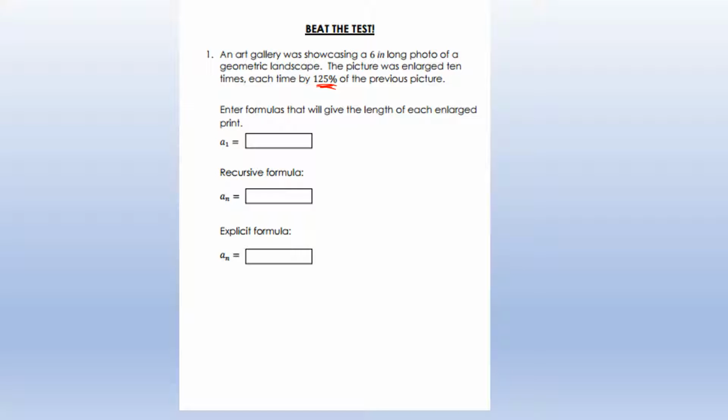So you're going to find the first term, A1. You're going to write a recursive formula, which again, remember, uses the previous term. And then you're going to write an explicit formula, which uses the first term. And so go ahead and pause the video and then come back and check once you're ready to move on.